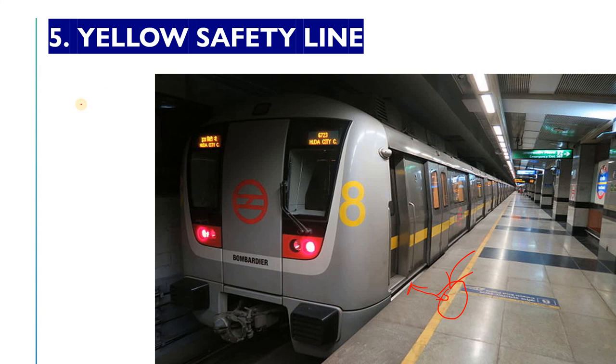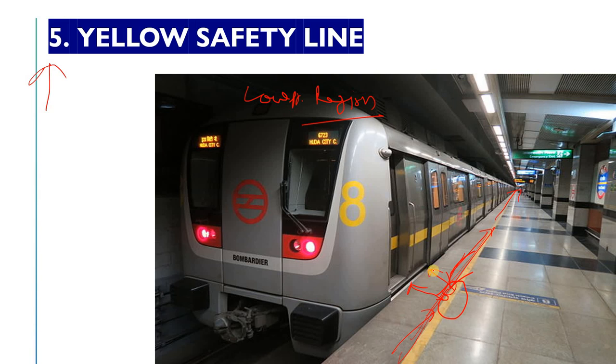And lastly, there is one very useful daily life example: you will have seen in the metro and in the train, there is the yellow line at the platform. Yellow safety line is there. Why is this yellow line here? Because when the metro and train come with high velocity, a low pressure region is created, the same low pressure region.